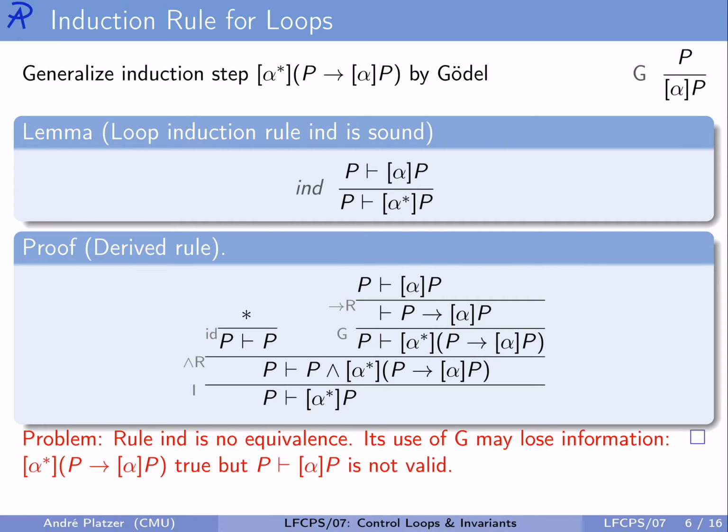What could go wrong is that even if this is a sound proof rule, if we have a proof of that, we also have a proof of this, it is no longer an equivalence. The induction axiom was an equivalence, and nothing could possibly have gone wrong with it, but we ruined that at the generalization step. When we're calling upon Gödel's generalization proof rule, we're throwing away a lot of information about the fact that in order to get to the state where we are worrying about the postcondition, whether P implies that all runs of alpha satisfy P again, we deleted our knowledge that the thing we ran while doing that was exactly the alpha star program.